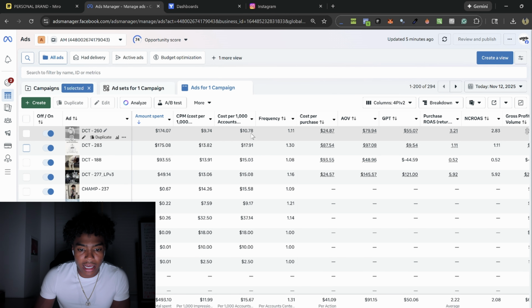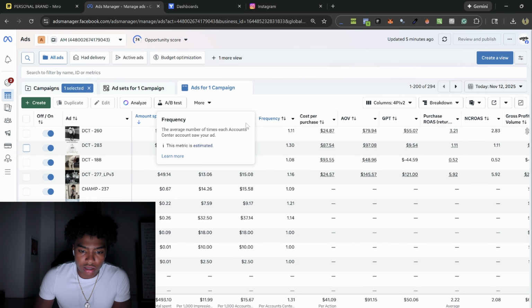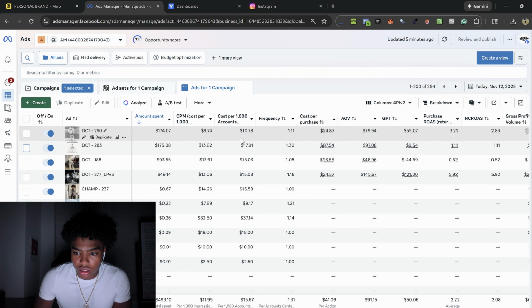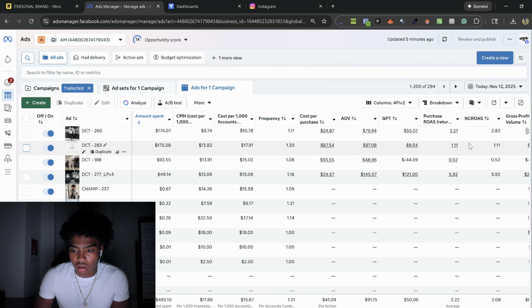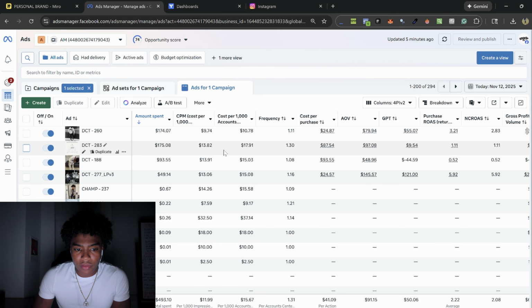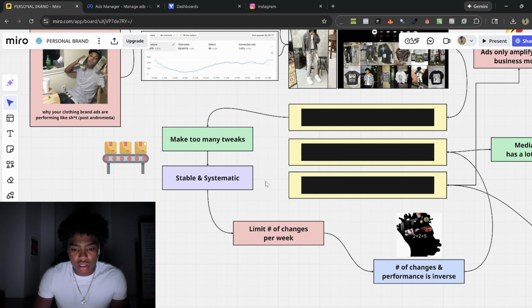So as you can see, this ad is top of funnel. It's bringing in more net new people into the business, right? With a cost per 1,000 accounts center reach being a lot lower than this bottom of funnel ad, as you can see. And like I said, this is an anomaly because usually bottom of funnel ads have higher efficiency and better return on ad spend as opposed to a top of funnel ad. But that's why you want to look at rolling 7-day averages for that.